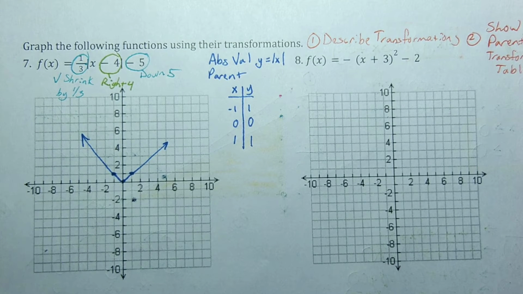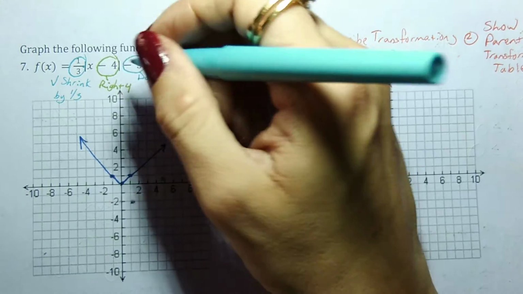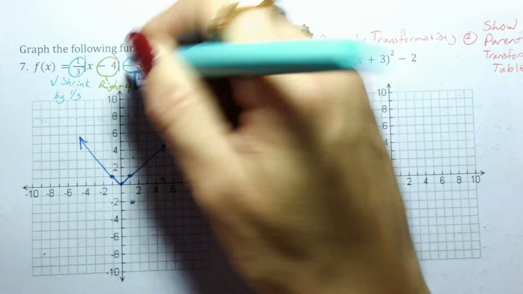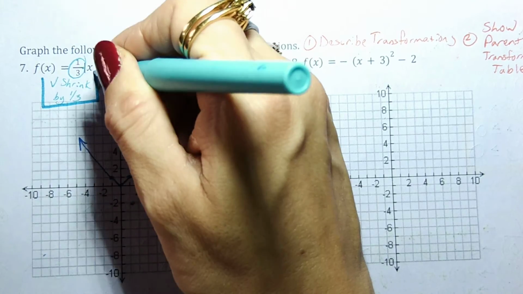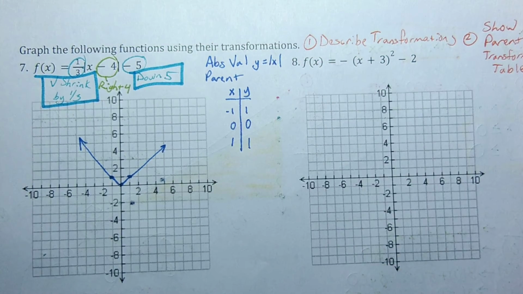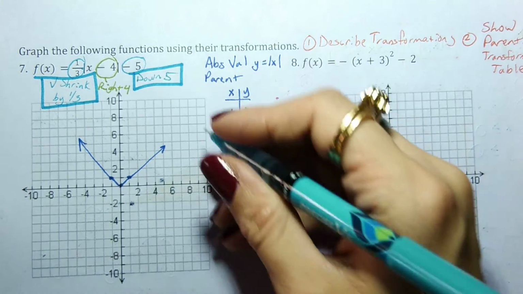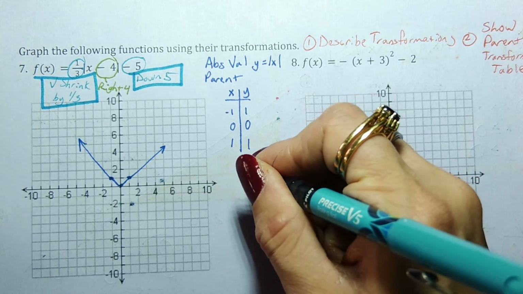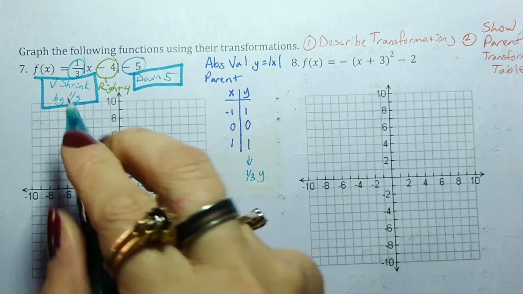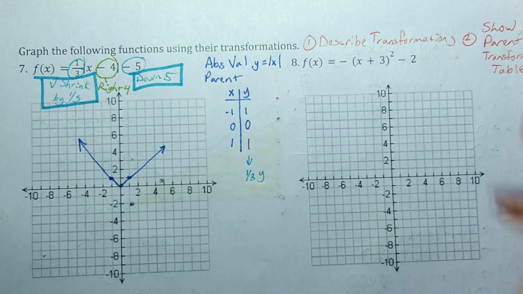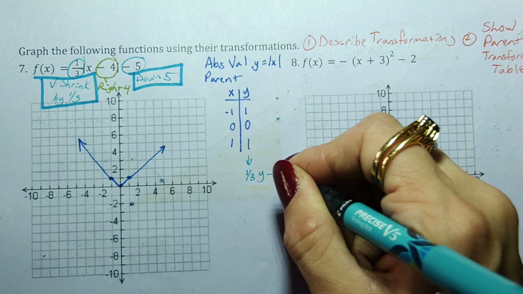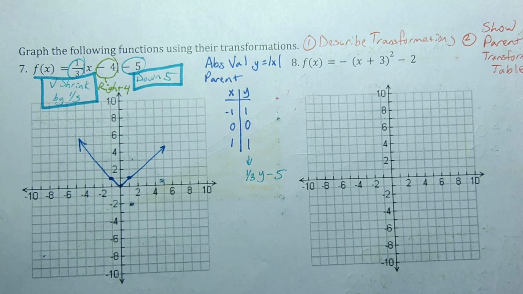So those outside transformations, or the y stuff, is going to affect our y's. So I'm going to need to move my y values down 5 and vertically shrink them by 1/3. How we do that is kind of exactly how it appears in the equation. I'm going to multiply my y values by 1/3, so 1/3 times y, and then I'm going to subtract 5. Following PEMDAS, I'd multiply and then subtract.